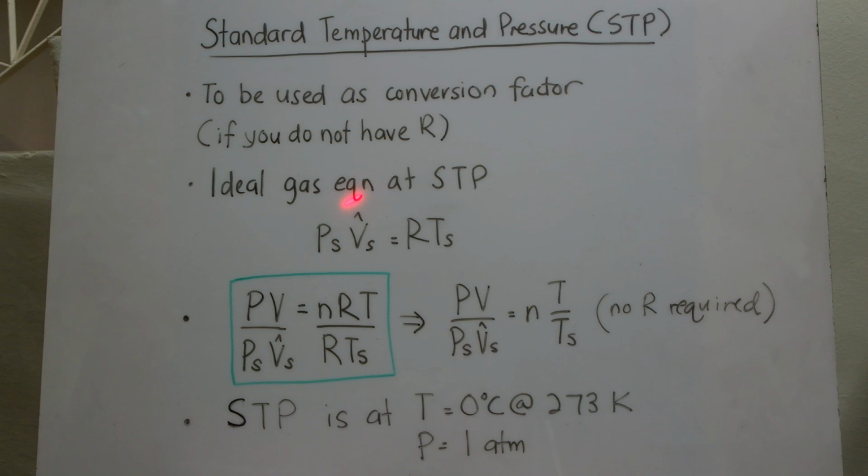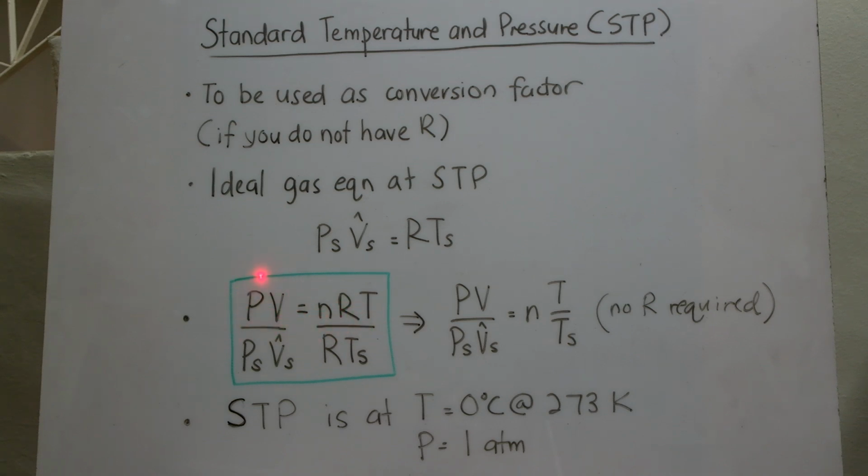Okay. So how do we use this STP as a conversion factor, replacing R? So we know we have the equation PV equals nRT, and we divide the equation of ideal gas at a normal condition by the ideal gas STP equation. So PV equals nRT divided by the ideal gas equation at STP. We rearrange the equation until we get like this. Okay, so we'll see.